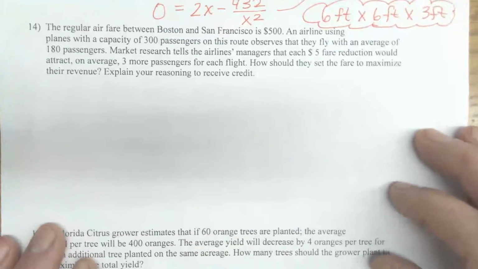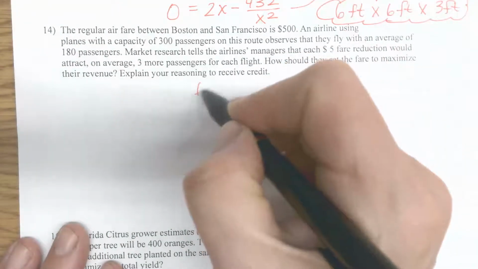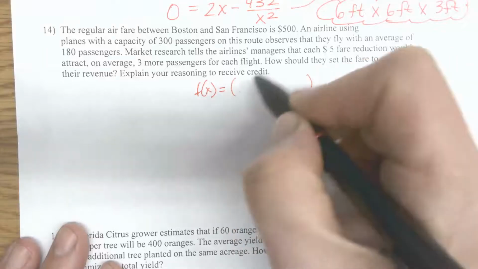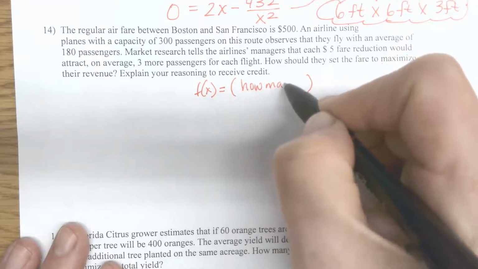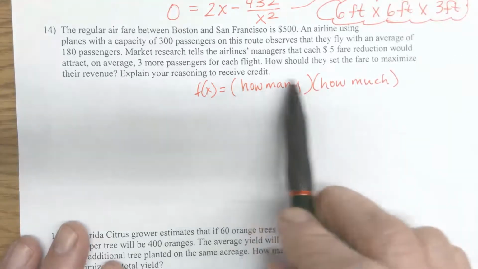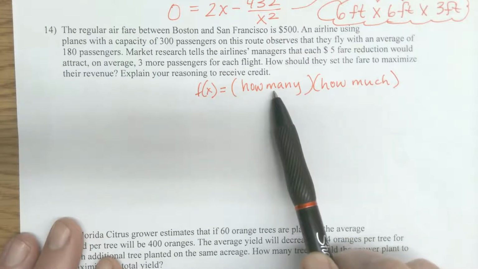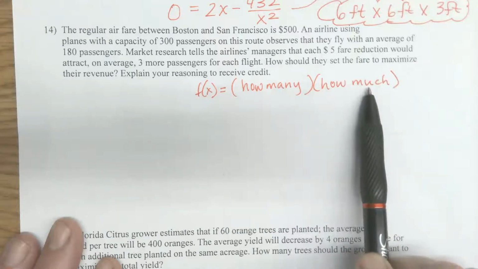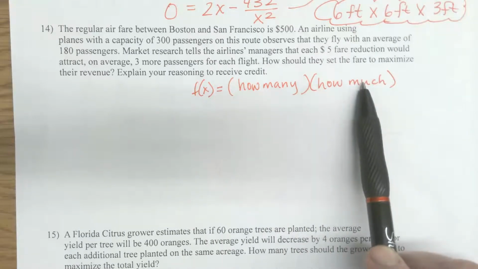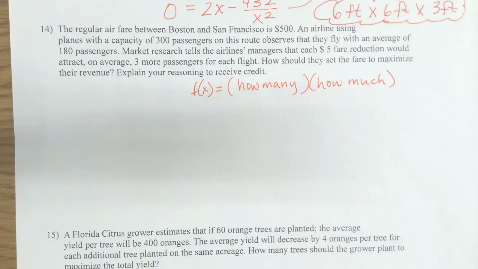How many, how much is the next type of problem. Our function will always be a product of how many times how much. And the scenario will change from problem to problem. How many tickets will I sell and how much will I sell them for? How many trees should I grow and how much fruit will I get from the trees? How many apartments will I rent and how much should I charge? That's going to change from problem to problem.